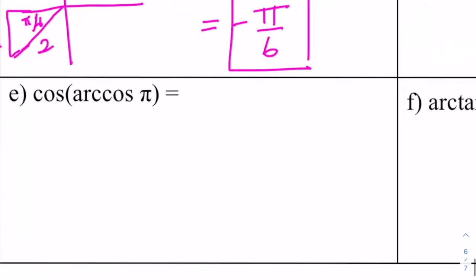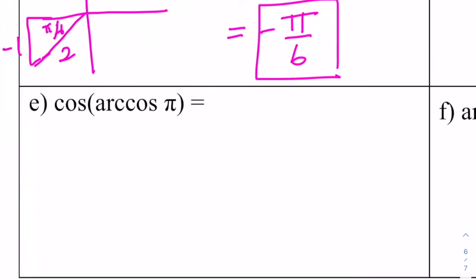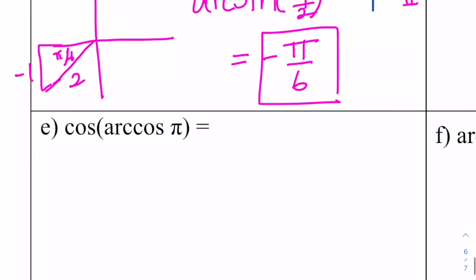Now let's look at arc cosine of pi. Arc cosine of pi, do you remember this value for x? Remember, it has to be between -1 and 1. So this is not going to work. Pi is obviously bigger than 1. It's 3.14, keeps going. So this is not going to be possible.